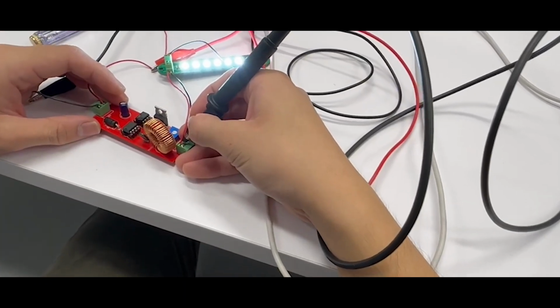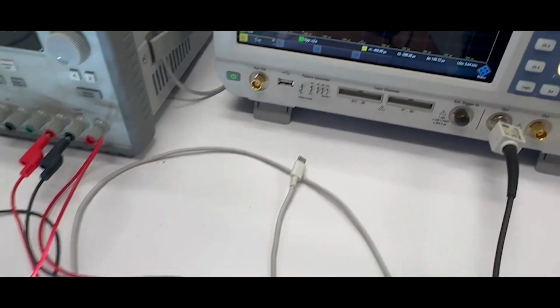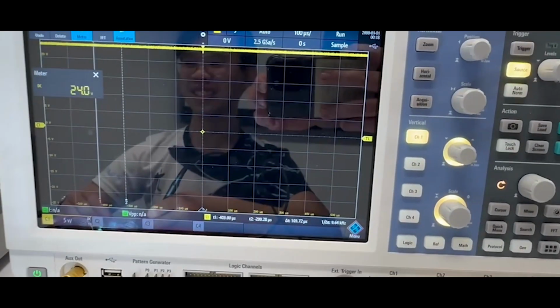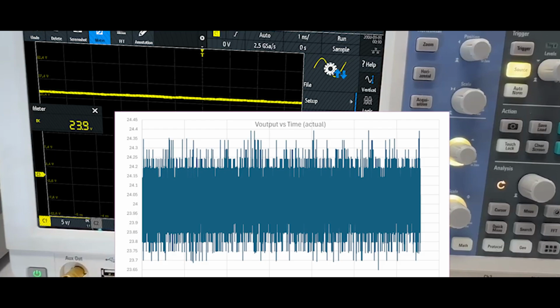The first output is 8 LEDs in series, which in turn will produce about 23.9 to 24.0 volts. It may look stable, but on close inspection, there is a ripple, whose Vmax is 24.39 volts and minimum is 23.65.